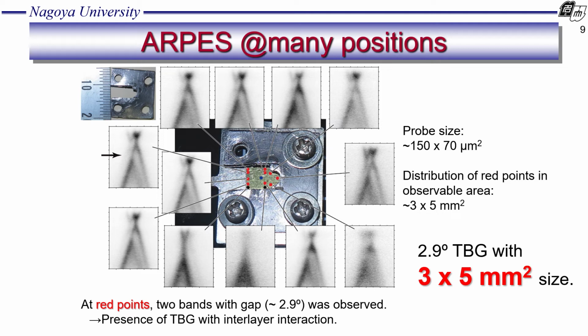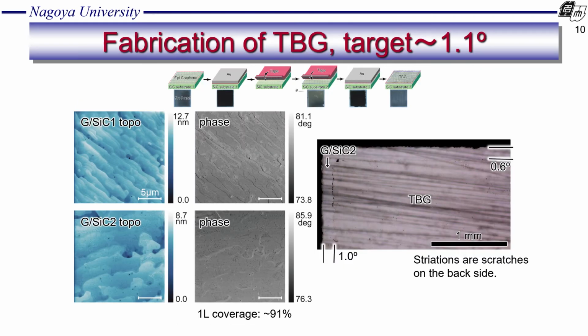At the black points, only the lower graphene band was observed. The area where the red points existed was about 3 by 5 square millimeters. This means that twisted bilayer graphene with at least 3 by 5 square millimeters size was obtained.